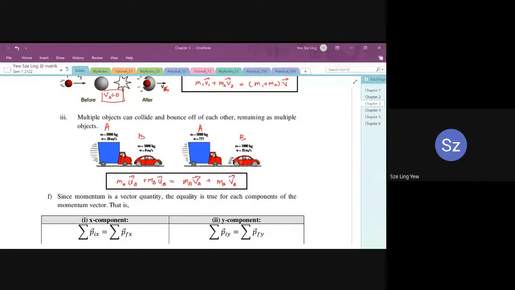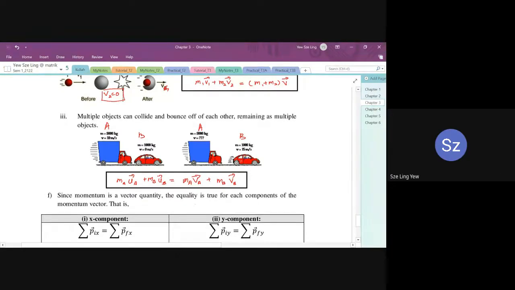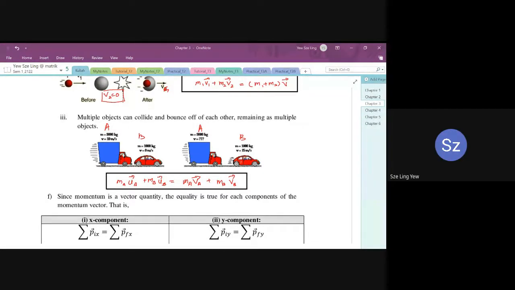What do we call this collision? Head on? This one is not head on, it is just collision. For a head on collision, the two objects must be coming from opposite directions. But in this one, obviously B is not moving, only A is moving. So it is just collision.